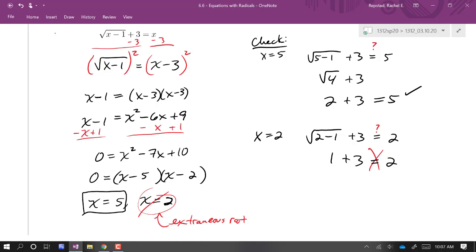Test, would you want us to label it? Like as extraneous? No, you don't have to label it, you don't have to use the word extraneous, but you should indicate that's not a solution and only this one is.